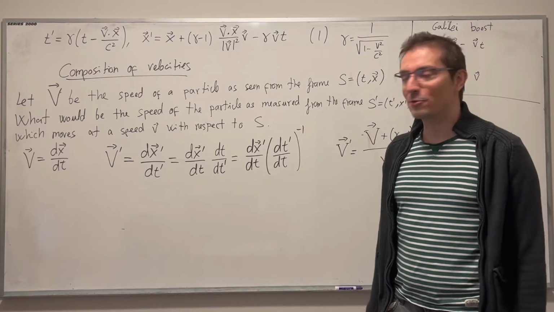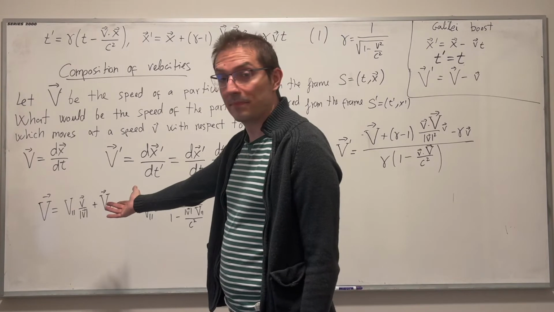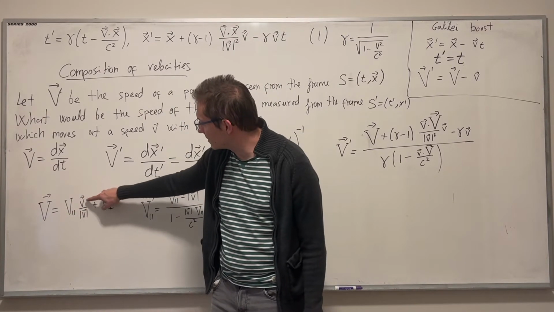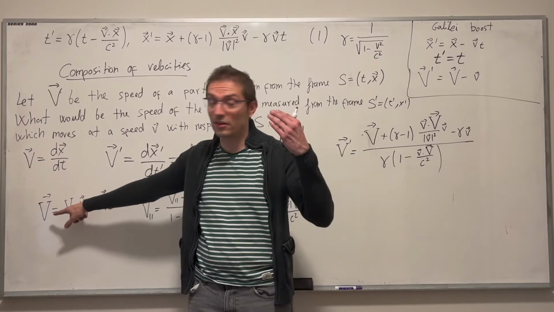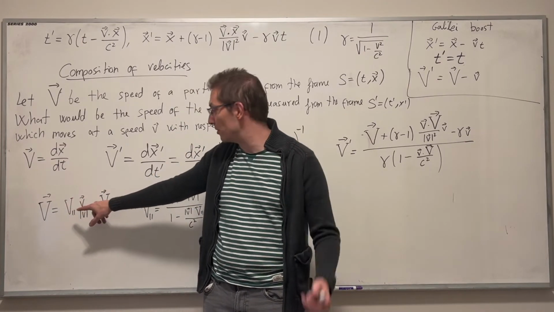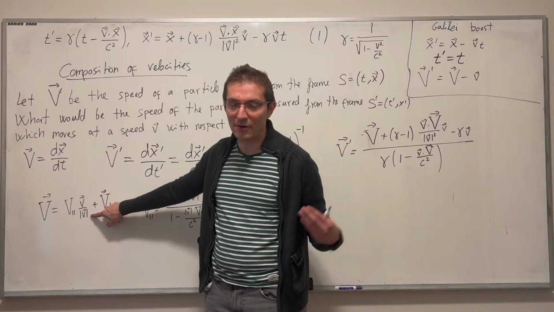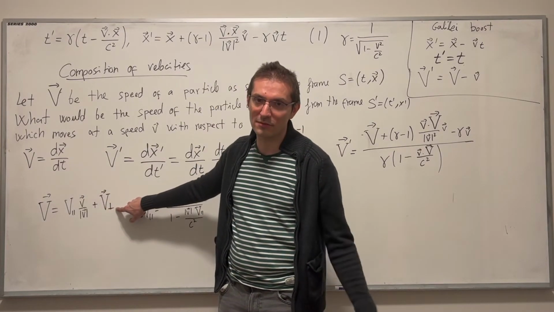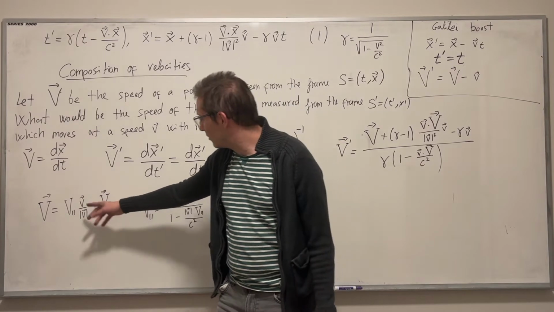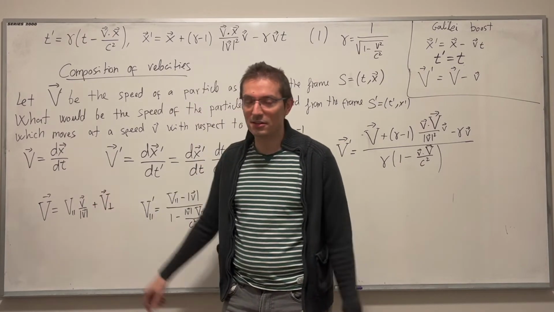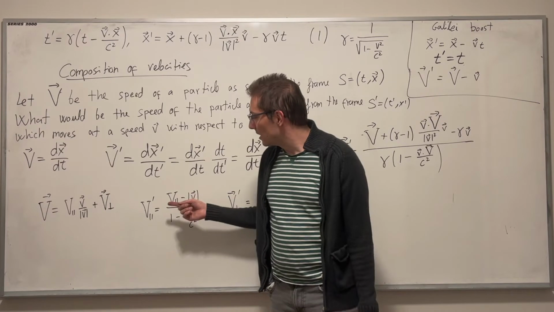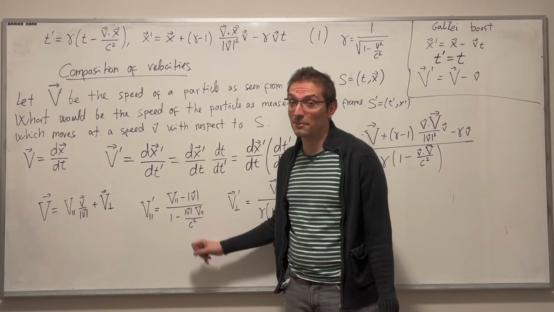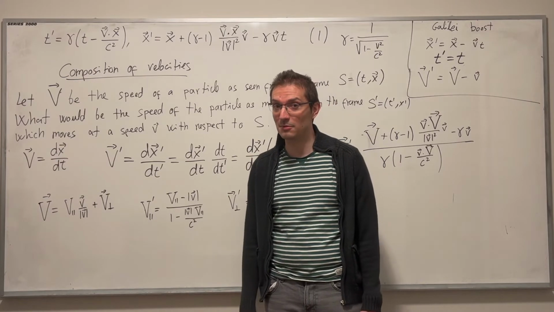So what we obtain doing that is the following. I decompose the velocity of the particle into two components: one that is parallel to the velocity between the frames, and another one that is perpendicular to the velocity between the frames, right? This is the unit vector in the direction of the velocity of the frames. Of course, the parallel one gets transformed, and this is the transformation law, which is probably the thing that you remember from previous courses.